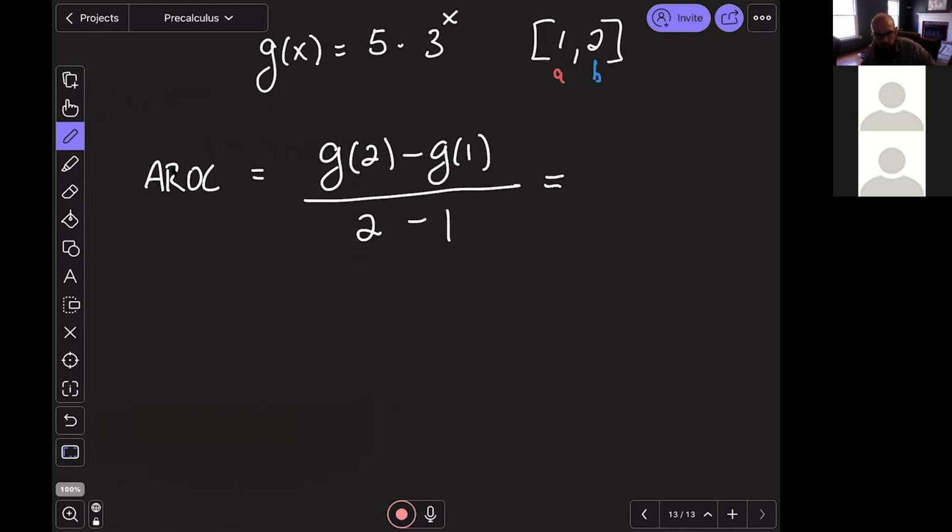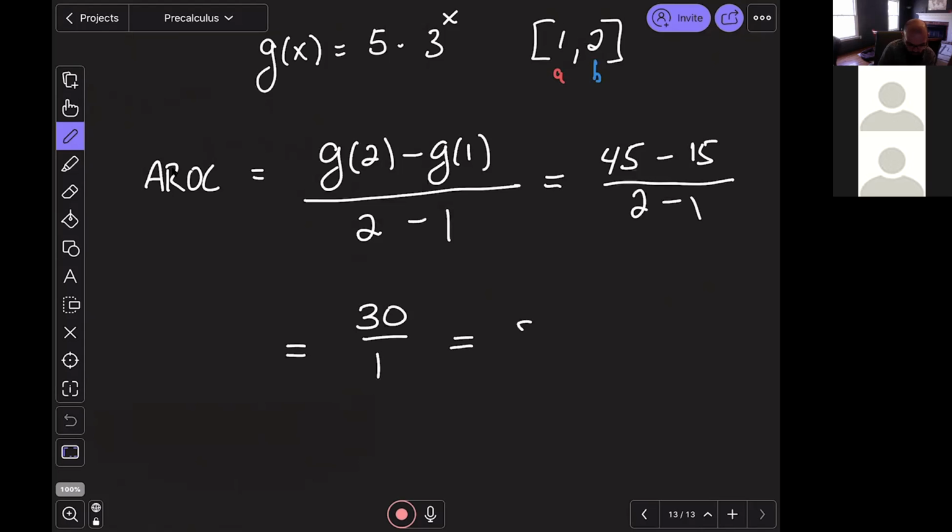All right, did we get this far? Yes. And then we need to plug in. What did you get for G of 2? 45. And then G of 1? 15. So 45 minus 15 over 2 minus 1. This ends up being 30 over 1, which is 30. So our average rate of change on that interval is 30.